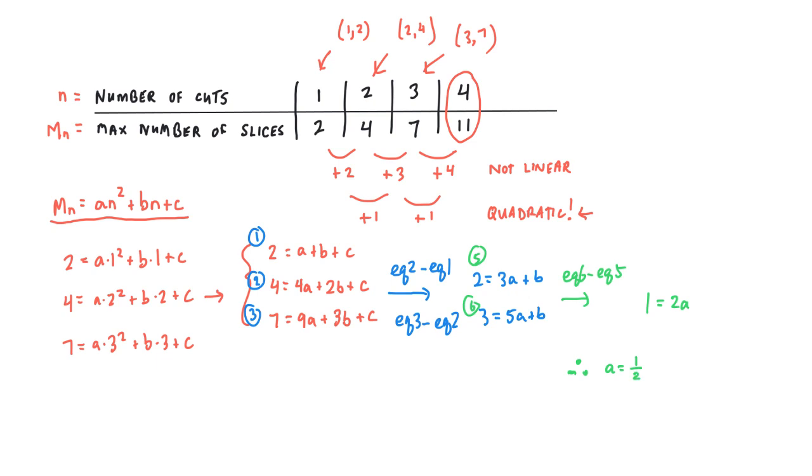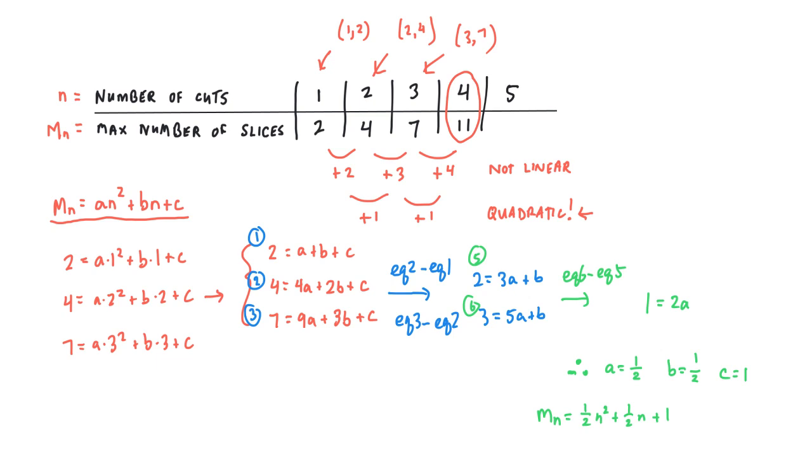Back substitution into equation 5, if a is equal to 1/2, then b is equal to 2 minus 3/2, which means b is also equal to 1/2. And then back substituting that all the way maybe into equation 1, if 2 is equal to a plus b plus c, then 2 is equal to 1/2 plus 1/2 plus c, and therefore c is equal to 1. And this gives me a lovely little quadratic equation for the maximum number of slices, 1/2 n squared plus 1/2 n plus 1. And so, if you were curious, how many cuts would it take for 5 slices?